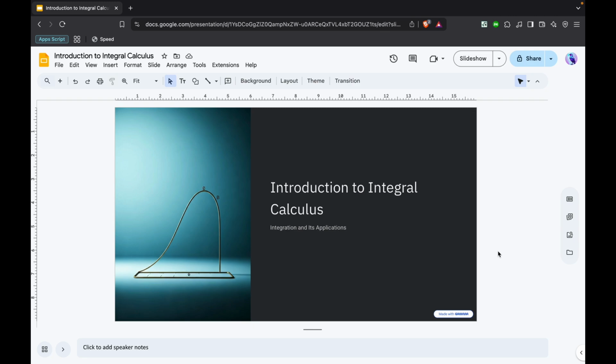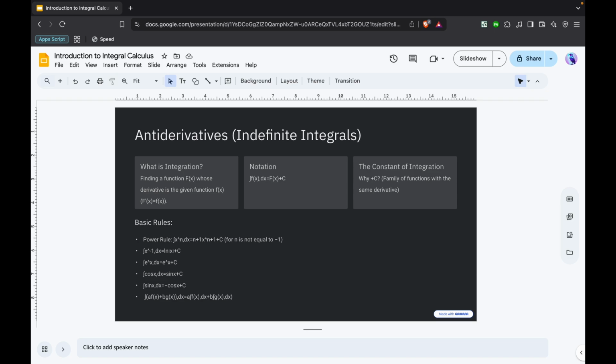So, without further ado, let's move on to the actual topic. The first topic we're going to talk about is the antiderivative, or the indefinite integral. Now, antiderivative is the opposite of derivative, and it's in the name, since derivative is just derivative, and anti is the root for opposite.